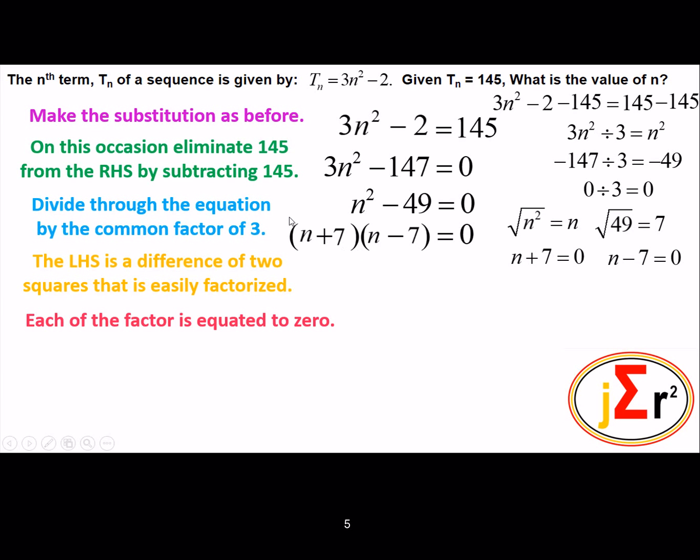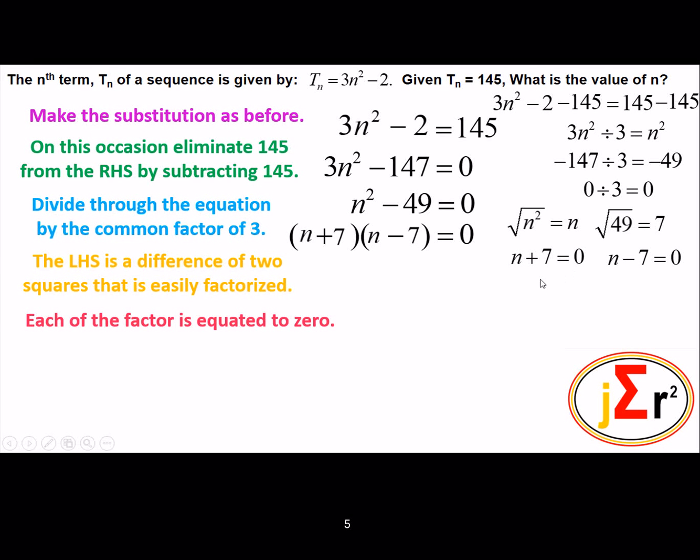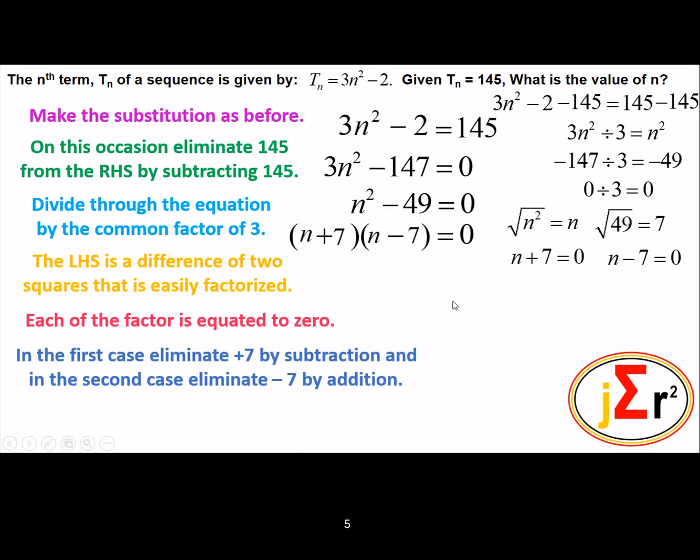So we are saying, since this is being multiplied by this, we are going to say n plus 7, just to take a look at the result if n plus 7 is equal to 0. So if n plus 7 is equal to 0, what will we do? If n minus 7 is equal to 0, what will we do? In the first case, eliminate the positive 7, because we are saying n plus 7 is equal to 0. That we will do by subtracting 7, and we'll do that on both sides.